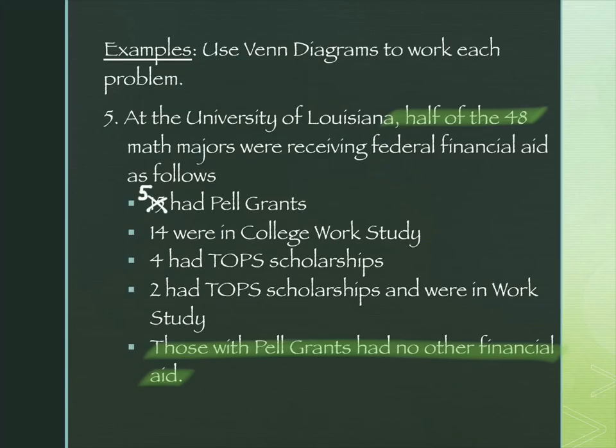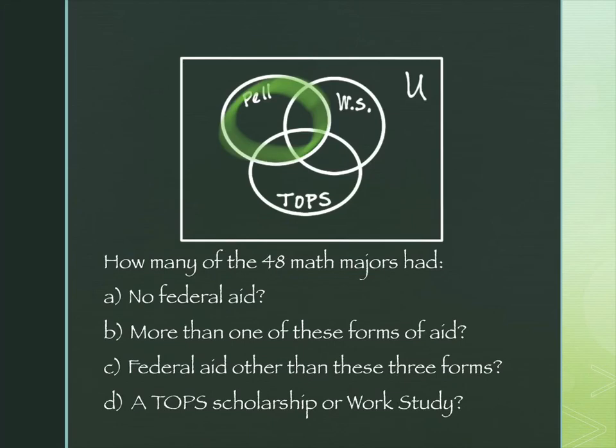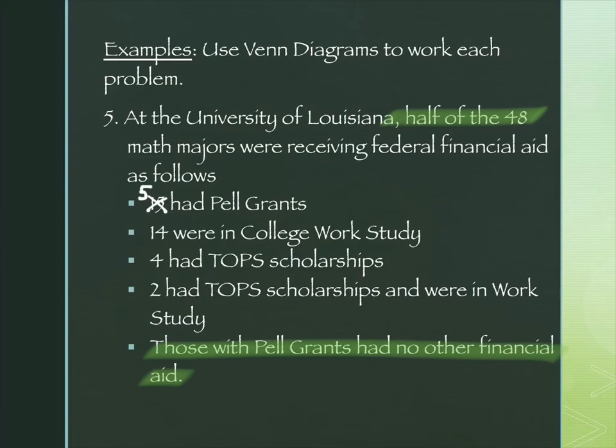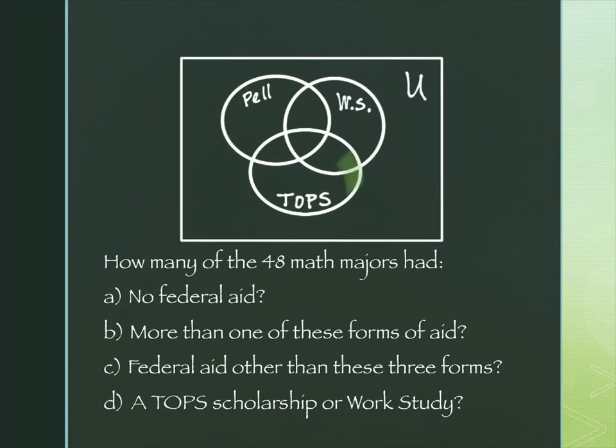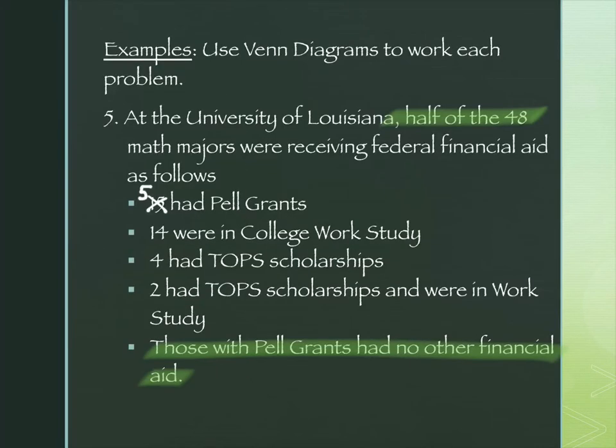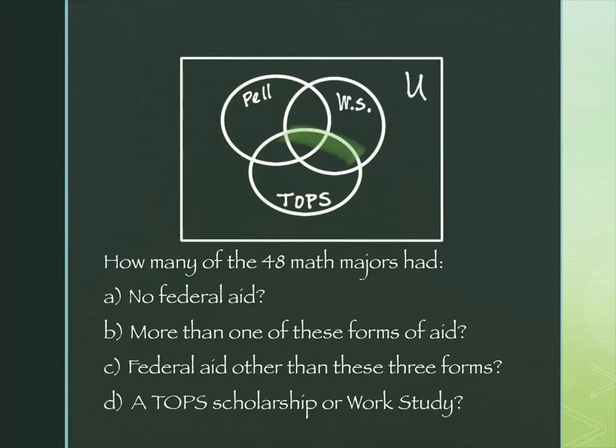It says 14 are in the college work study. So the college work study would be this one, again, 4 regions. And there's no other overlap like the last one, so that's not a good place to start. I have 4 that have TOPS scholarships. Again, that's this outer category here, 4 regions, probably not a good place to start. And then the last one is that 2 have TOPS scholarships and are in work study. So visually from the picture, that would be these 2 pieces, and they overlap in 2 regions.